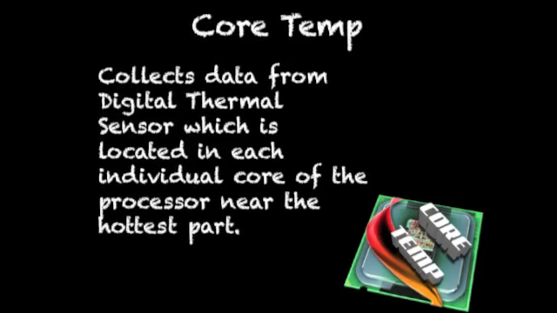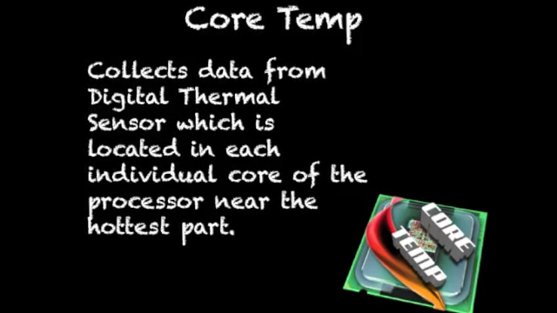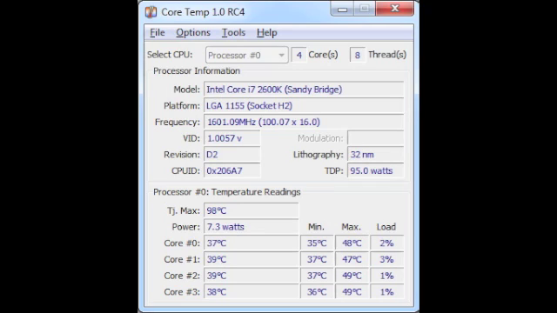Core Temp collects data from digital thermal sensors which are located in each individual core of the processor near the hottest part. What makes Core Temp unique is the way it works. It is capable of displaying the temperature of each individual core of every processor in your system. You can see temperature fluctuations in real time with varying workloads. Core Temp is also motherboard agnostic. Core Temp also builds a graph of usage versus temperatures, helping the user identify the heavy and light tasks.